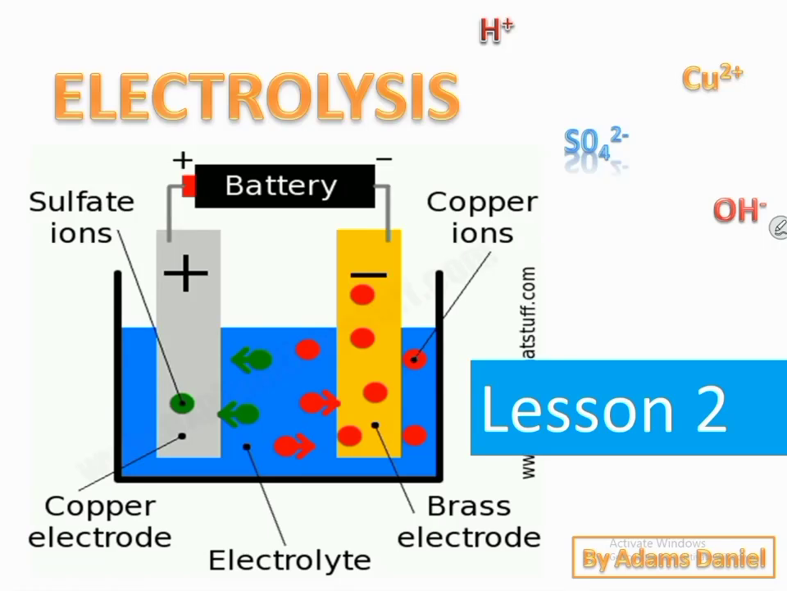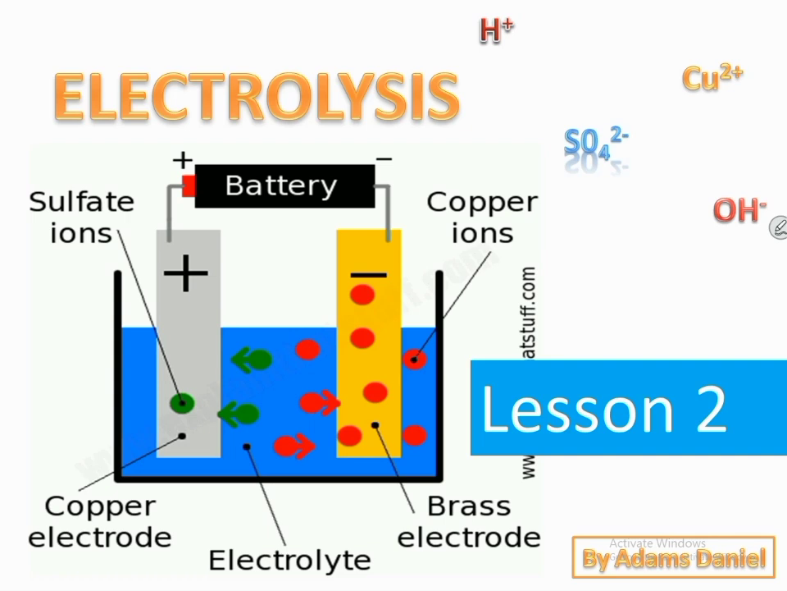Welcome back to class. We are still on electrolysis. This is lesson 2. By the end of this class, we should be able to describe the electrolysis of copper(II) tetraoxosulfate(VI) using copper cathode and carbon anode, as well as using copper as cathode and as anode.